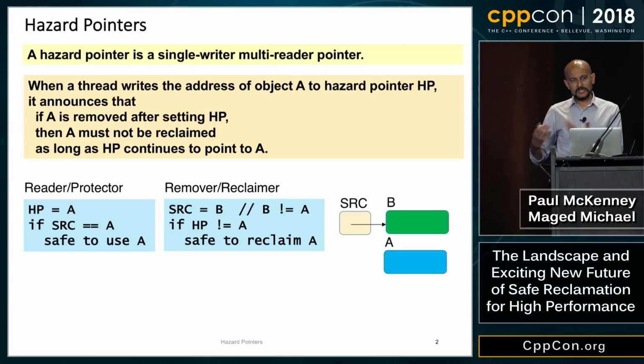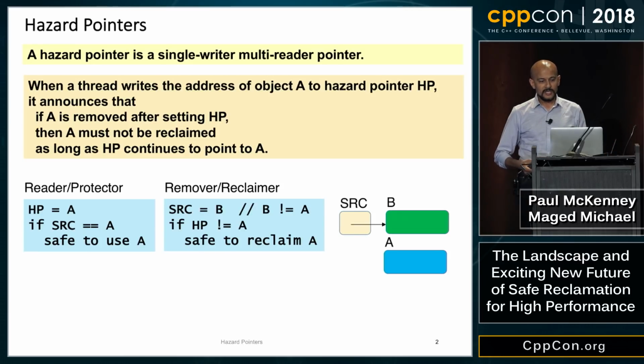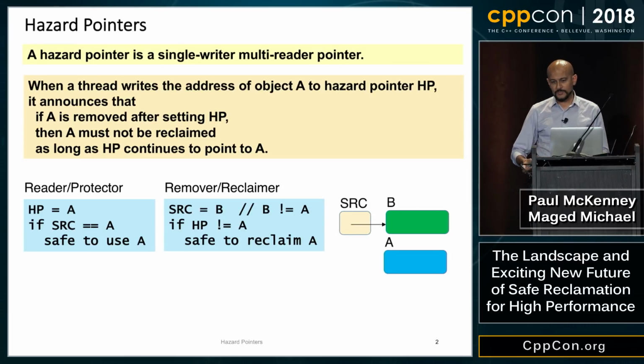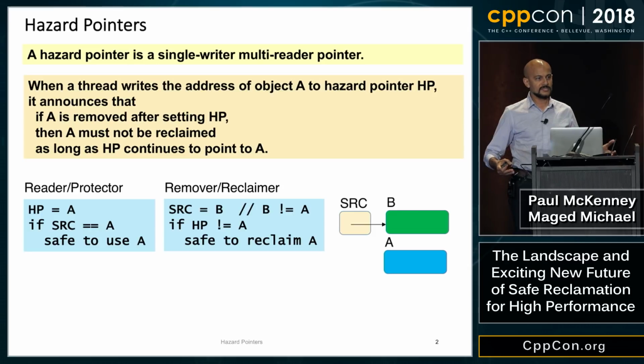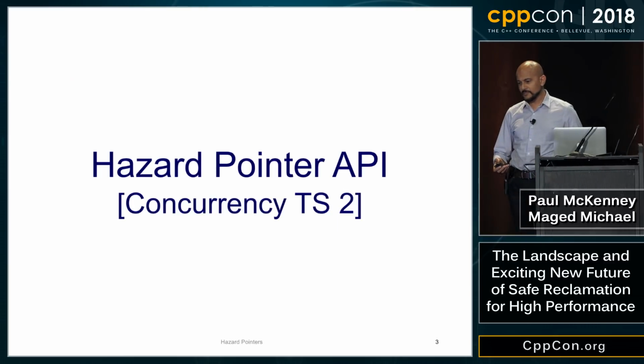And then if they want to reclaim object A, they actually check, are their hazard pointers protecting it or not? As long as the reader is protecting the object, then they cannot reclaim it. Once the hazard pointer changes, then they are free to reclaim it. Anyway, that's kind of like the basic algorithm.